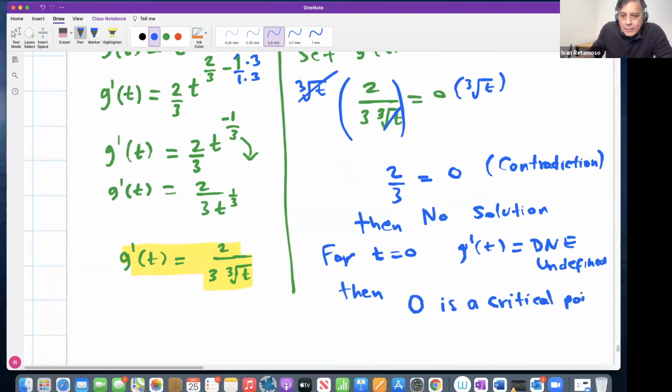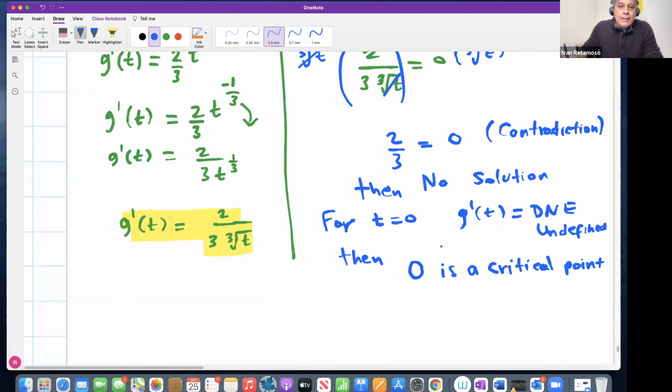So we were not able to extract a critical point by setting the derivative equal to 0 because we ended up with a contradiction, but we were able to extract a critical point from the second condition, by picking input values that make our derivative undefined. So 0 is a critical point. So then it means that we can include that in our table. So let's go to a table.